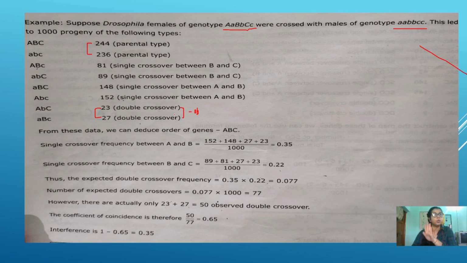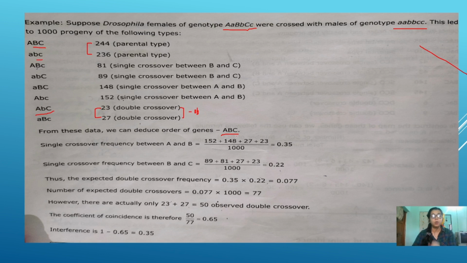Expected crossover we need to find out. How will we find out? For that you need to find out the single crossover first. After parental and double crossover, you need to find out the gene order. The trick of gene order is to compare the first parental with the first double crossover and the second parental with the second double crossover. By this you can clearly see that the change is between B and C. So the gene order will be ABC. I have already mentioned how to calculate gene order in detail with an example in the previous video. I recommend you watch that video for better understanding.